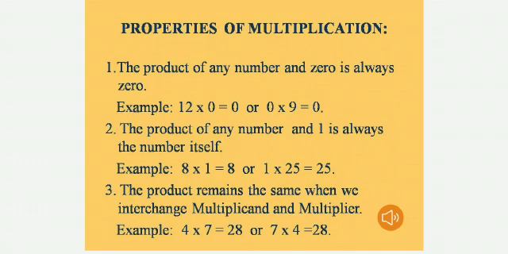Third point, the product remains the same when we interchange multiplicand and multiplier. Example, 4 sevens, the product is 28, or 7 fours also 28.